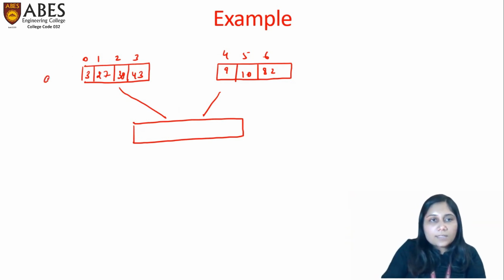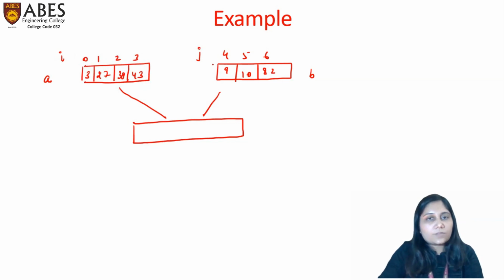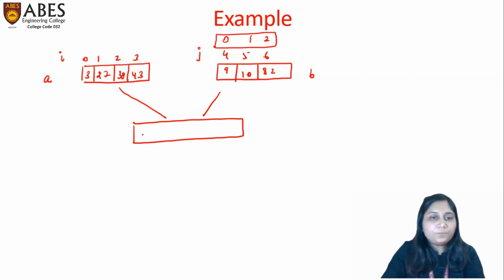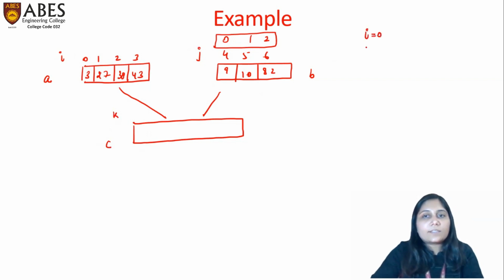So I'm taking this as an array A. This is an array B. The indexing for this one is I, and for this one it is J. Let's suppose the indexing will be 0, 1, 2. Please remember this one. Now we'll be starting with this one. This is my C array and this is the K indexing. And all these indices start from 0.